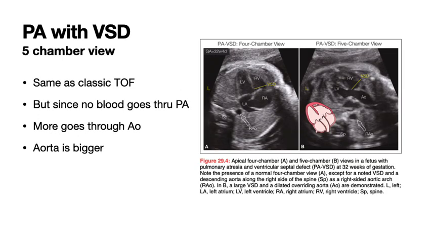All right, pulmonary atresia with ventricular septal defect. The four-chamber view is usually normal, unless there's a huge VSD. And very commonly, the thing you'll see is a left axis deviation. In the five-chamber view, it's pretty much the same as the classic tetralogy of Fallot, but since no blood goes through the pulmonary artery, that means more has to go through the aorta. So the aorta is considerably bigger with PA with VSD.